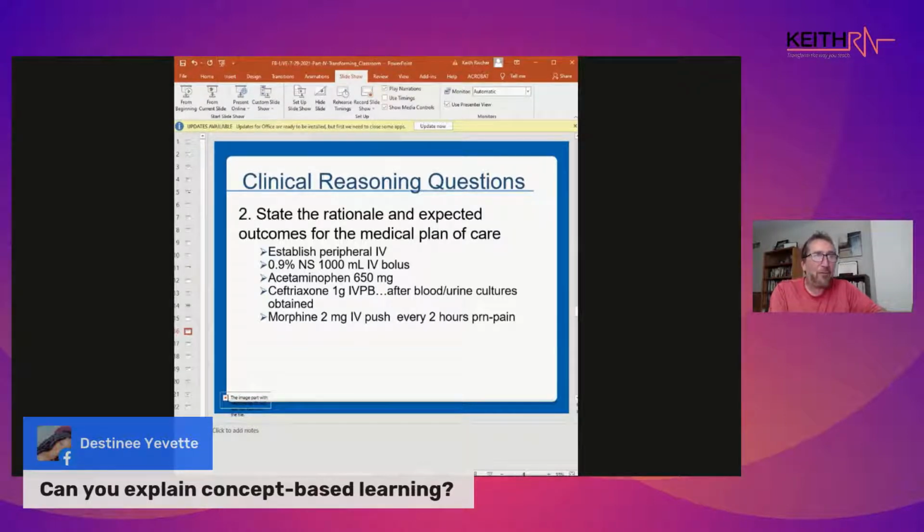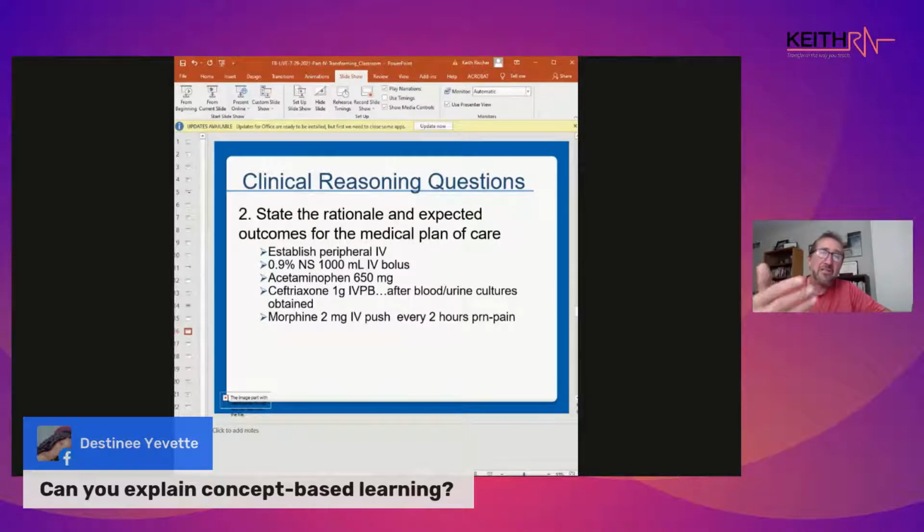So now I've got 5 orders. Start an IV, bolus, Tylenol, ceftriaxone after cultures, morphine, IV push. And I could even make that morphine a 4 milligram or a 6 milligram, and then begin to say, what orders should the nurse question? That's going to be a Next Gen question, by the way. You can do your case studies. So easy to structure using Tanner's framework.